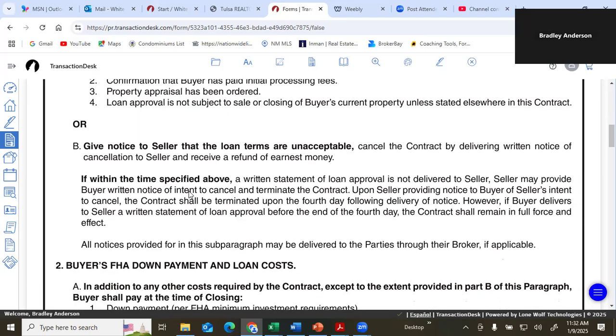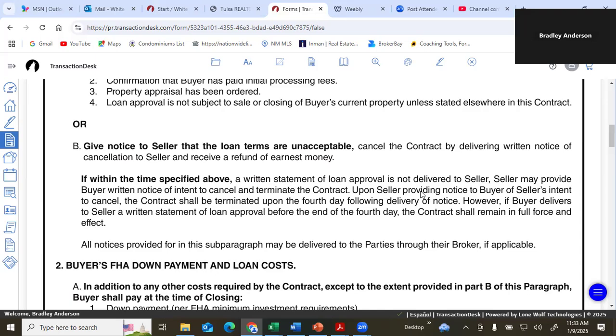Or give the notice to the seller that the loan terms are unacceptable, cancel the contract by delivering written notice of the cancellation to the seller, and receive a refund of their earnest money. Well, then it goes on to say, if within the time specified above, that's in bold, so it's important, a written statement of loan approval. So if within this time, this written statement is not delivered to the seller, well, the seller can provide buyer with a notice of intent to cancel. So notice of intent to cancel and terminate the contract.